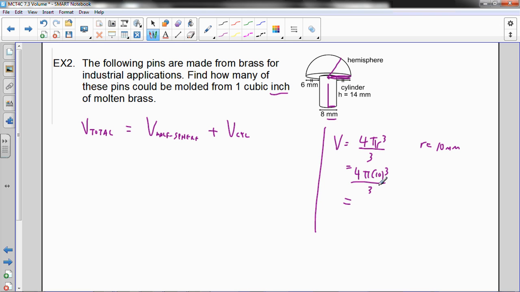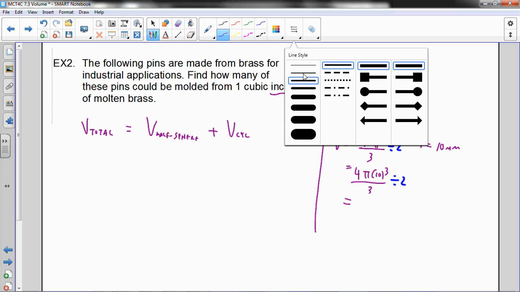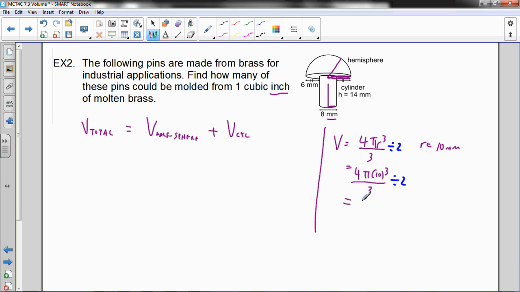I can put that all in one step in my calculator. Oh, hang on, but it's only a half sphere. So be careful here. What do we got to do? We got to divide this whole thing by 2. Whatever I get there, I'm going to divide this by 2 and then get my final answer, because it's a half sphere. And I can put that just as it appears, 4 times pi times 10 cubed divided by 3 and then divided by 2. I got 2094.4, and that's in millimeters cubed, right? Millimeters cubed was the radius.